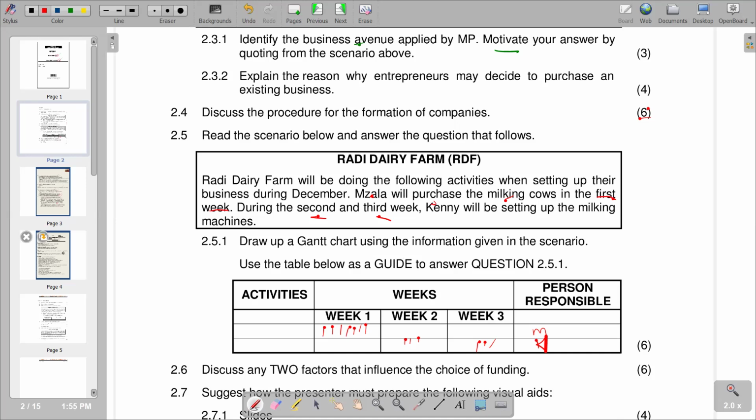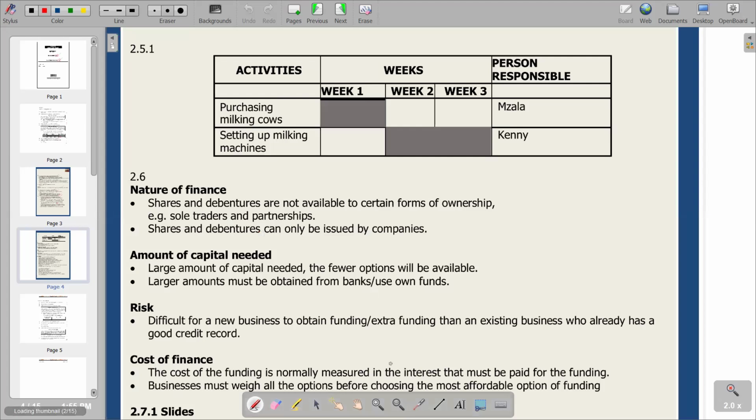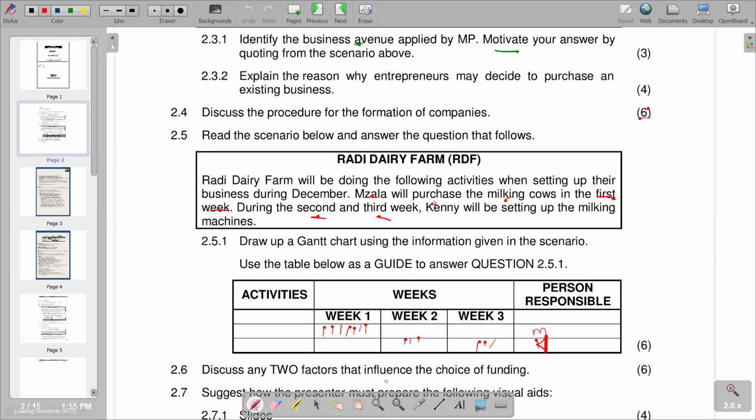So you go to the answer section and look at the allocation. For week one, it's purchasing milking cows, and it's for Zala, as simple as that. And then we have the second row, setting up milking machines, and it's for week 2 and week 3, and it's for Kenny. So this is how the Gantt chart will look. This is what we have for 2.5.1, and then we go to the next part of the question, which is 2.6.